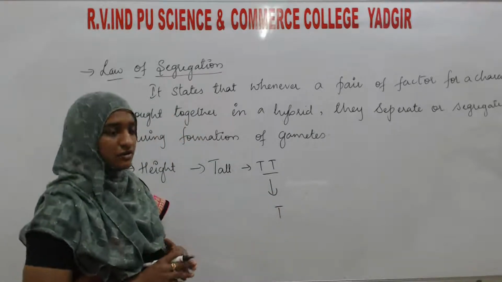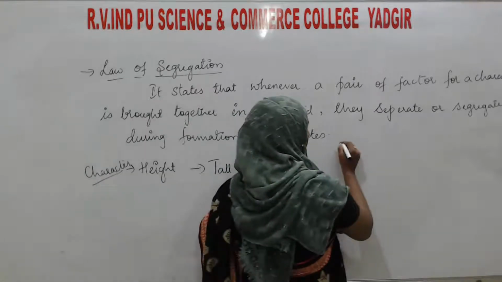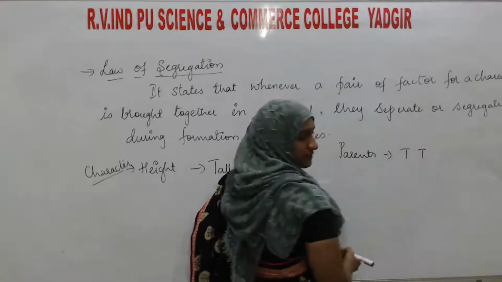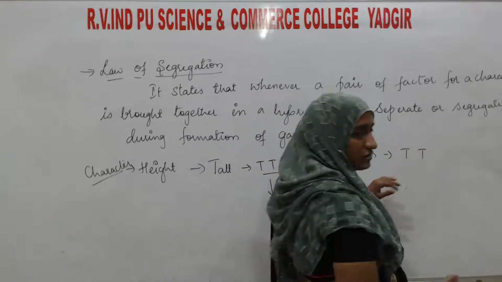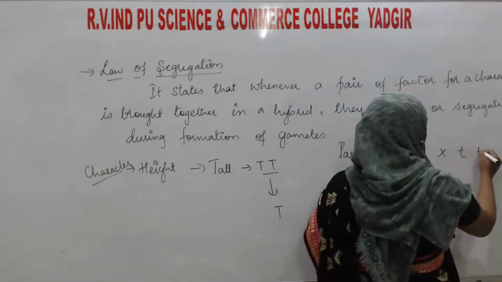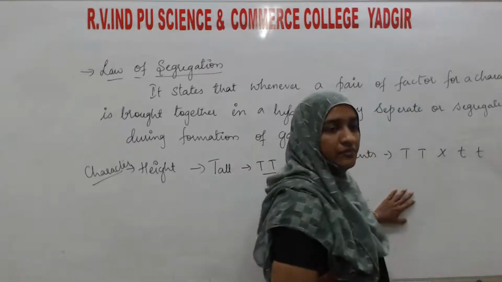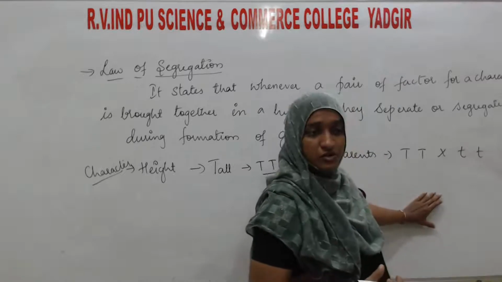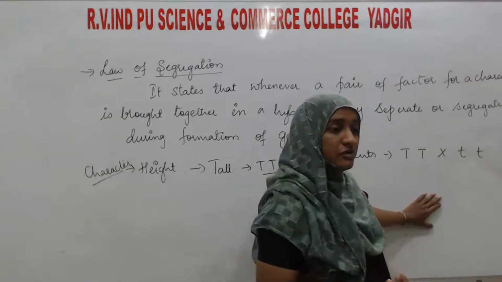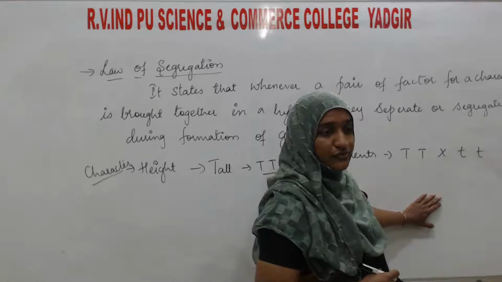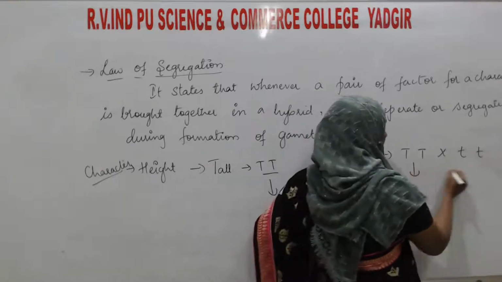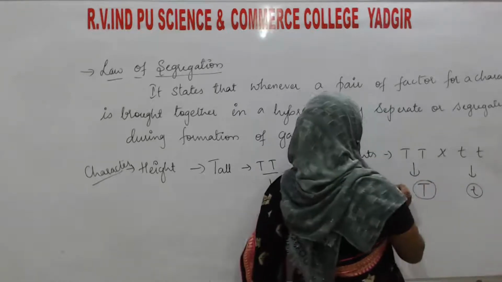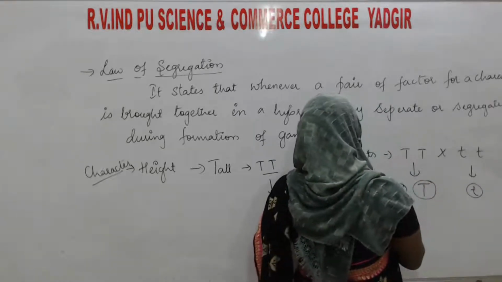During the monohybrid cross that you had studied, the parents will be capital D and capital D, which is crossed with small t and small t. When the offspring is going to form, when the gametes are going to fuse, at that time, during gamete formation, they will get separated from each other. These are the gametes.